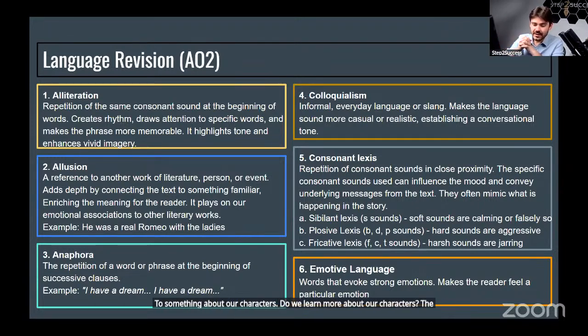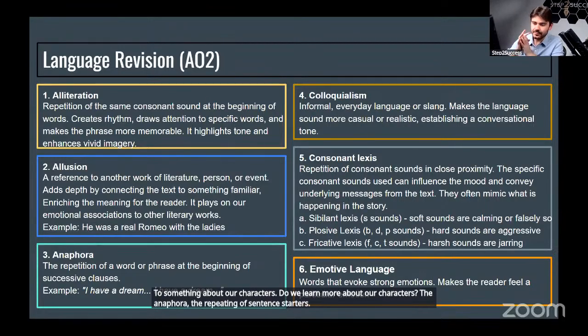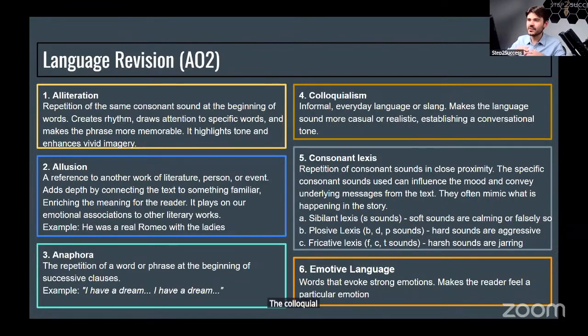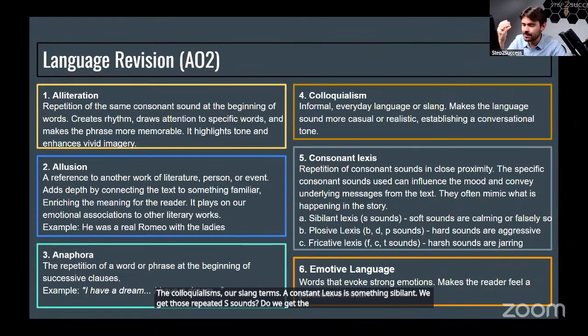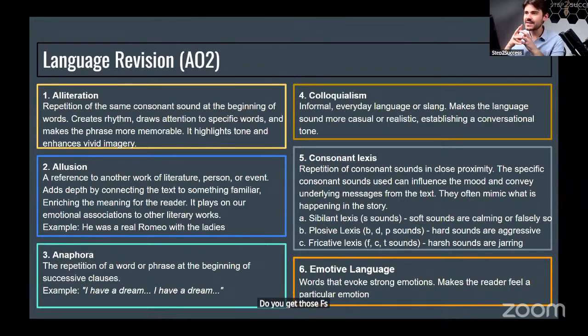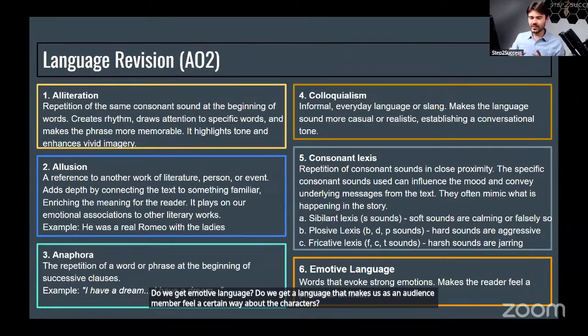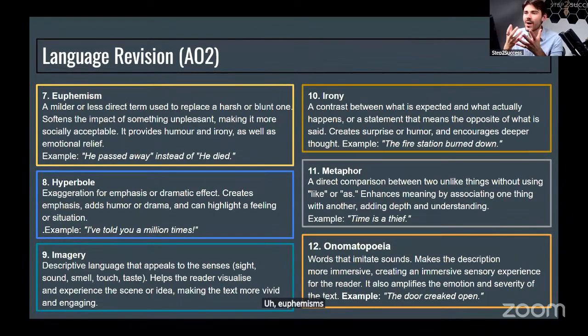The anaphora, the repeating of sentence starters, the colloquialisms, our slang terms, a consonant lexis is something sibilant. Do we get those repeated S sounds? Do we get the plosive lexis, the B's, the D's, the P's, the hard and aggressive sounds? Do we get the fricative lexis? Do we get those F's and those C's and those T's that sound jarring and harsh? Do we get emotive language? Do we get language that makes us as an audience member feel a certain way about the characters? Euphemisms, they're sort of nicer ways of saying something. Do we get hyperbole, exaggeration?